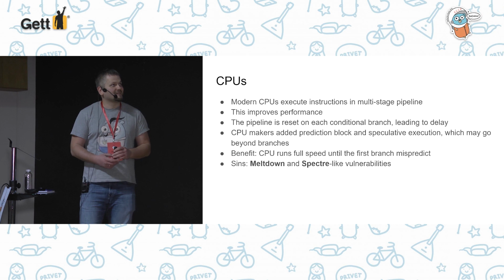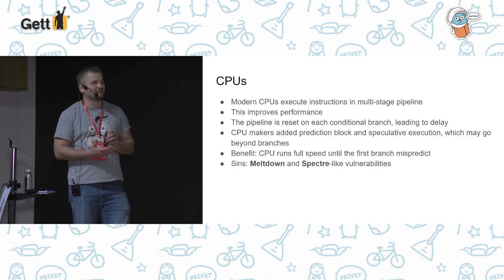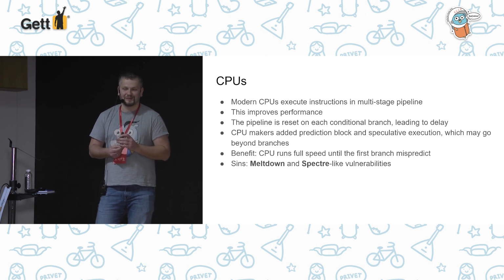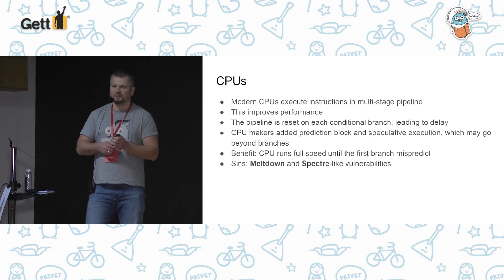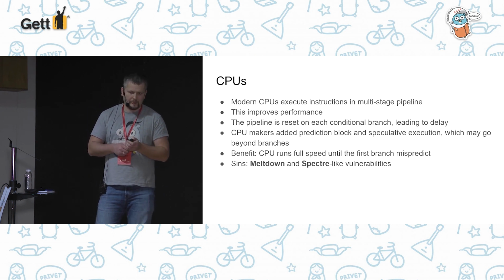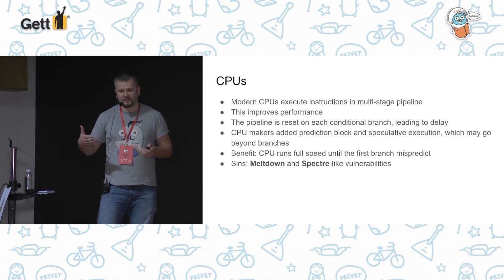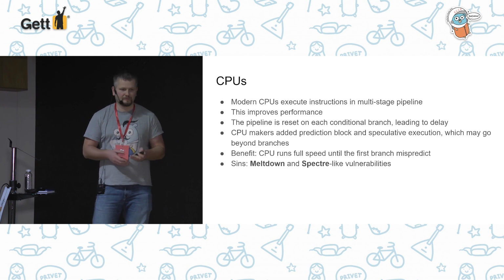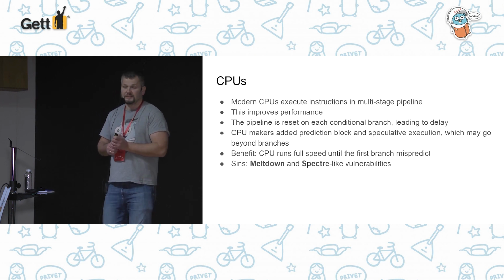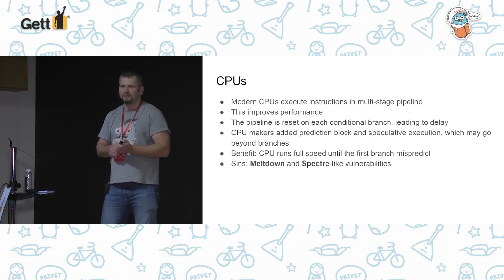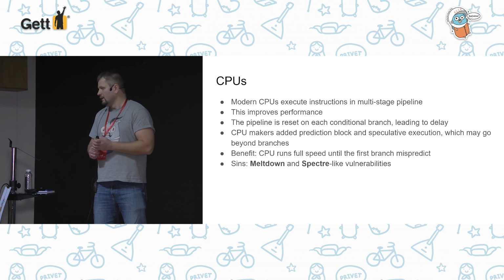Modern CPUs perform actions based on instructions in a multi-level pipeline. This pipeline is broken when the processor finds a conditional jump instruction. So the processor doesn't know which of the two paths to take. That slows down your program because the pipeline has to be run once again.